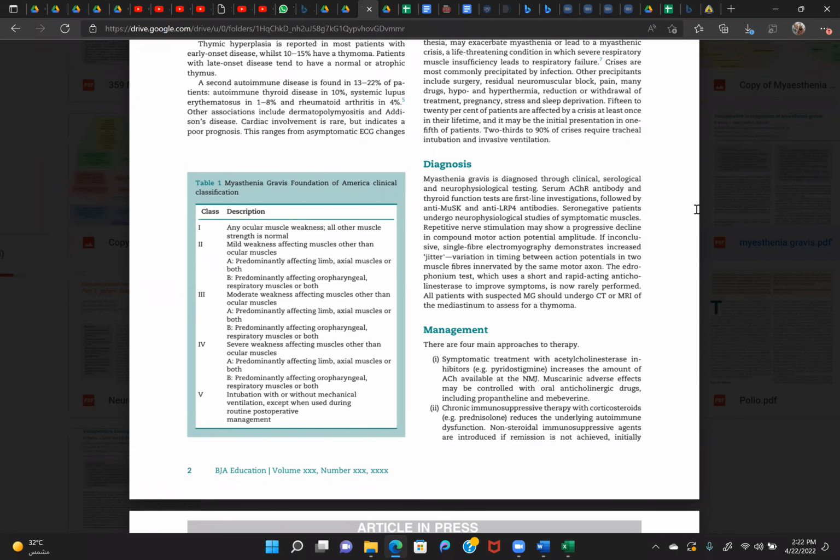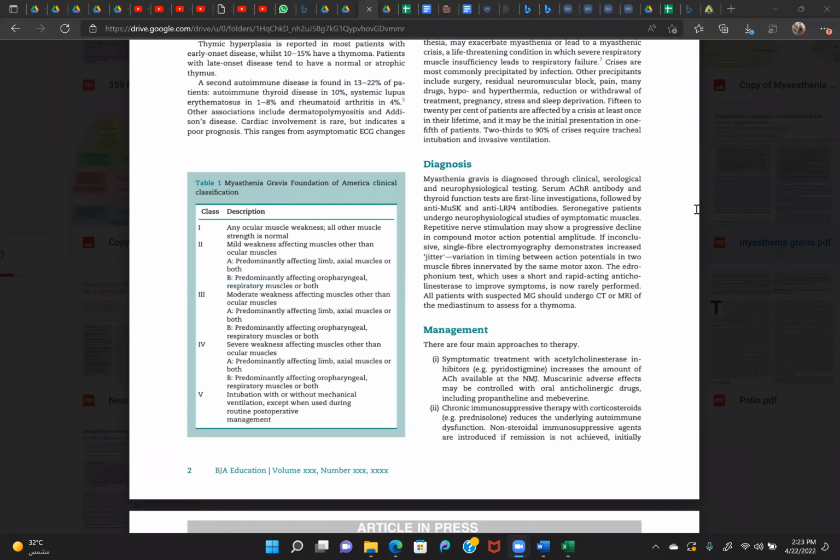What is the ice pack test? What is the ice pack test in myasthenia gravis? It was asked to you in your viva exam. I can never forget it because I was looking at the examiner like a damn fool. What the hell are you asking me? What is the ice pack test? Anyone knows about it?